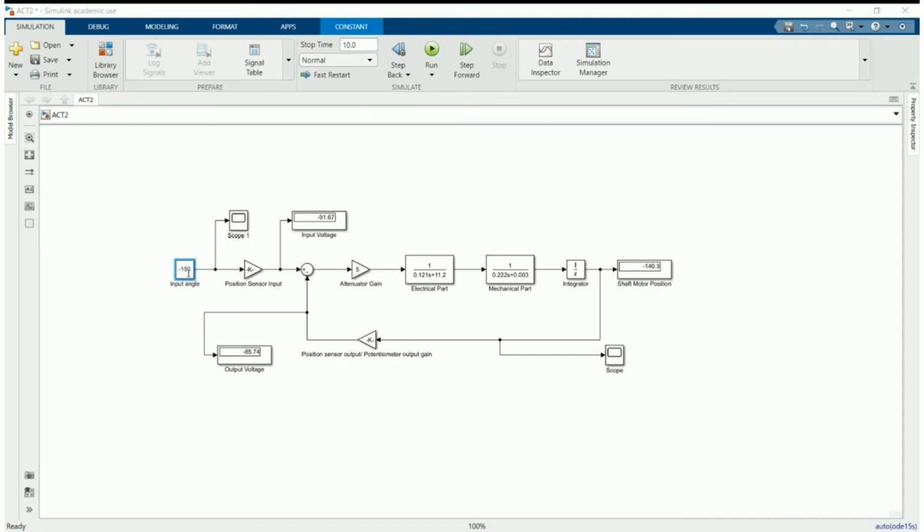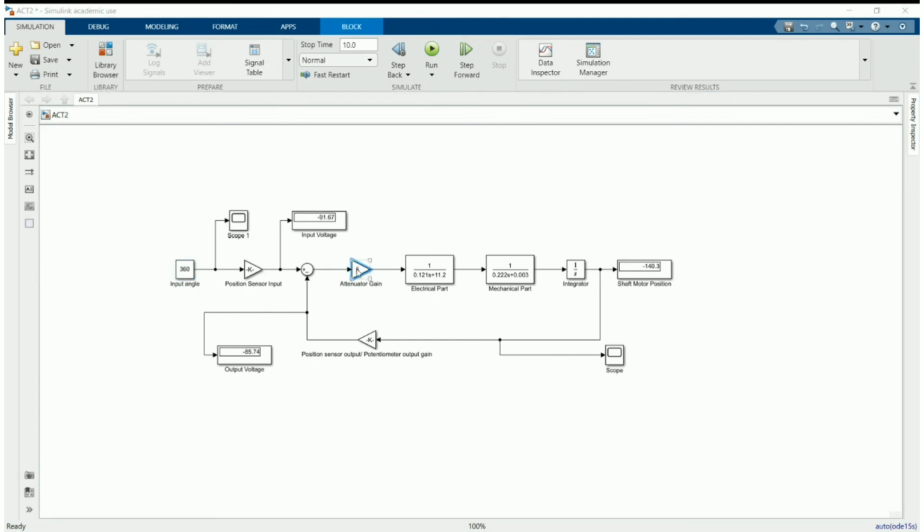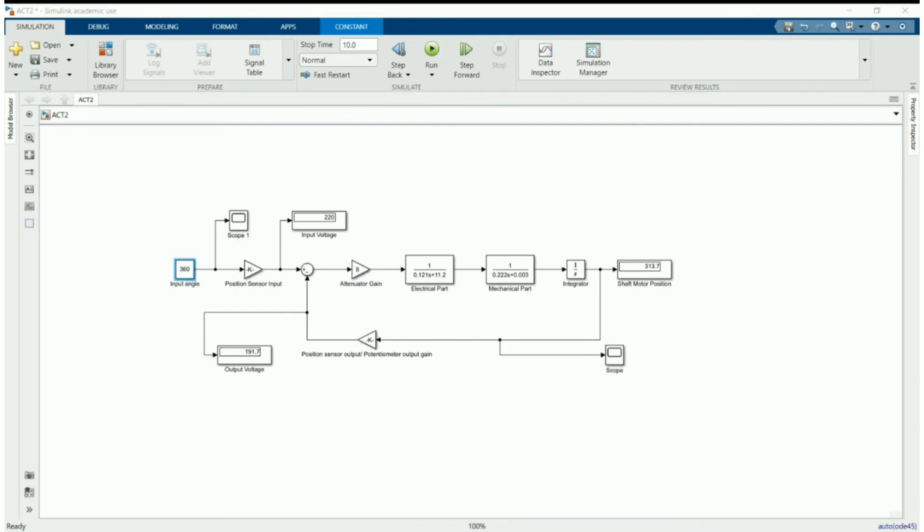Now for the next, we change the input angle value again to 360 at attenuator gain 8. This is for the positive input angle. This is the result when the positive input angle is 360 at attenuator gain 8: the input voltage we get is 220 volts, the shaft motor position is 313.7, and the output voltage is 191.7 volts.